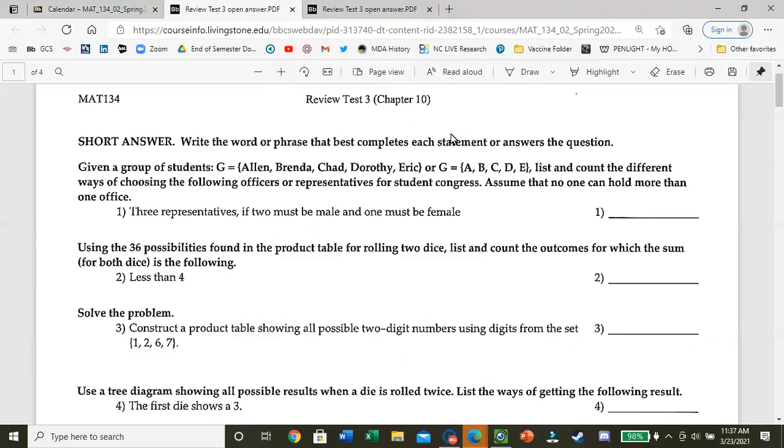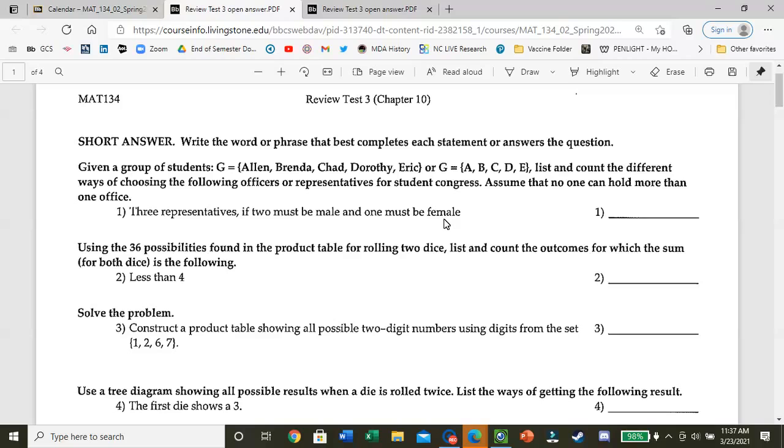Okay, so we're reviewing test 3. Given a group, Alan, Brenda, Chad, Dorothy, Eric, or A, B, C, D, E, list and count the different ways of choosing the following offices of representatives. 3 representatives, 2 must be male and 1 must be a female. All right. Questions with that? Does anybody need to go over that? I'll do this first one just to kind of get us back into the fundamental counting principle.